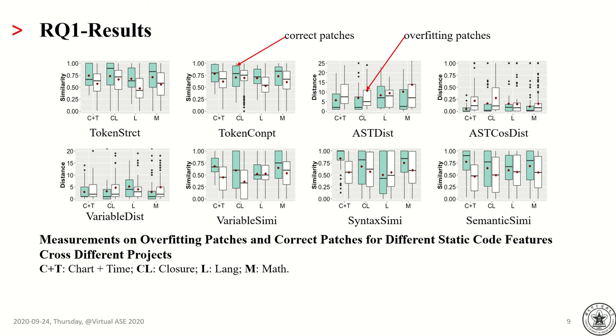The results indicate that correct patches are more likely to preserve high similarities with respect to their syntax and semantics compared with the buggy program. While for features AST distance, AST cosine distance, and variable distance, the values obtained over correct patches are generally lower than those observed over overfitting ones. Such results reveal that correct patches are more syntactically similar to the buggy program.